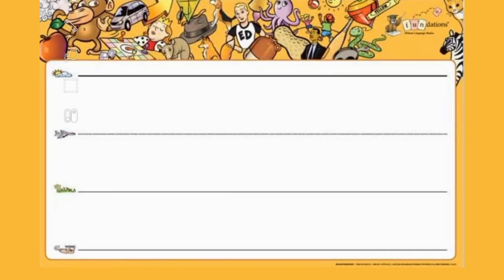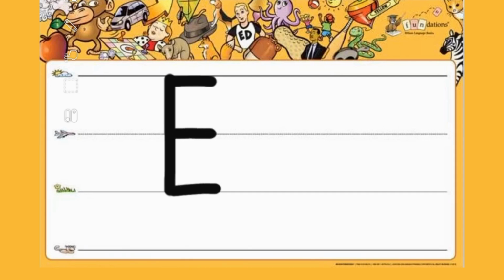For uppercase E, point to the skyline, go down to the grass line, make a line on the skyline, make a line on the plane line, and a line on the grass line.